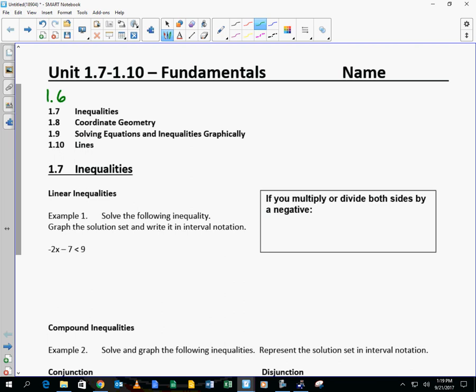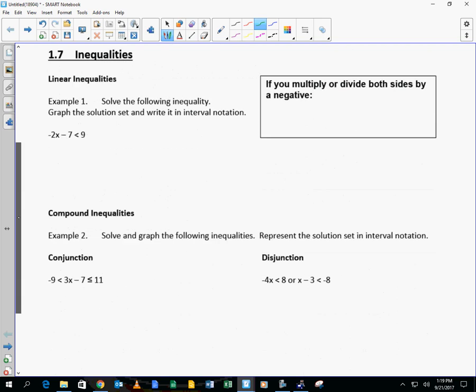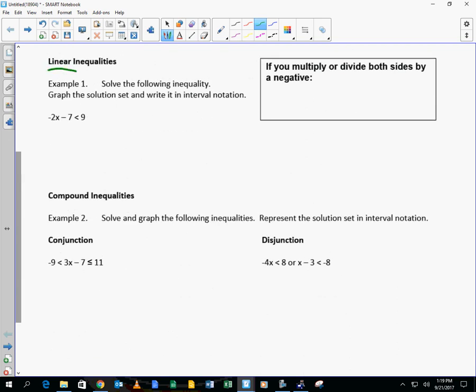Cool. Okay, so the hardest lesson is tomorrow. If you could get tomorrow's lesson, you could get an A on this test. Simple as that. So we're doing inequalities. Let's do it. Linear inequalities. Linear. What does linear mean? Yeah. What power? First power.